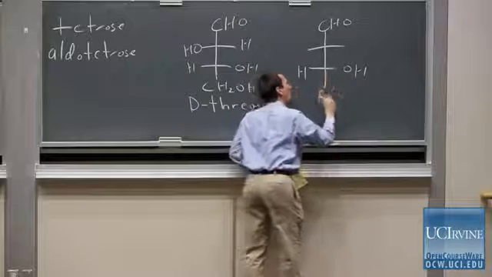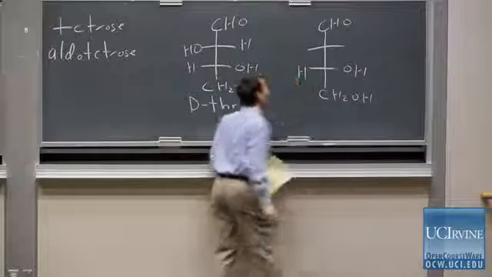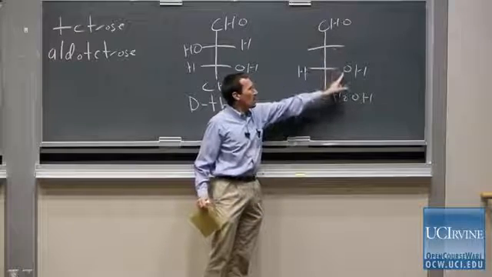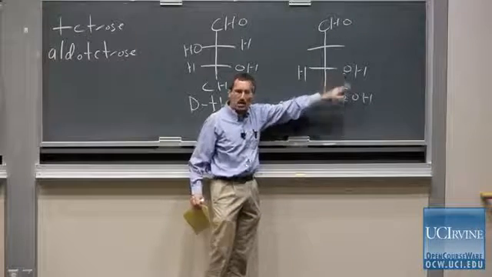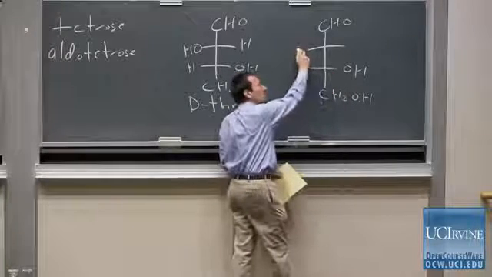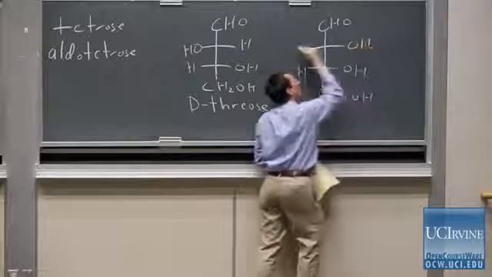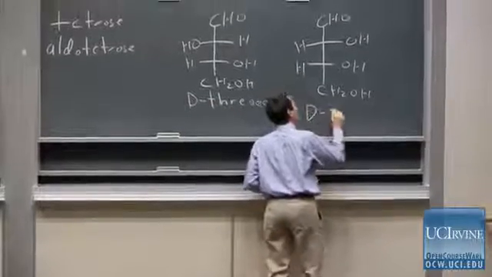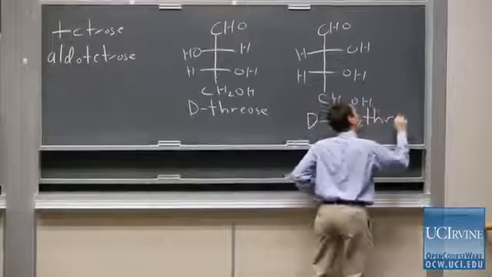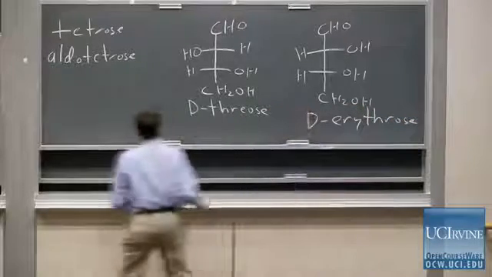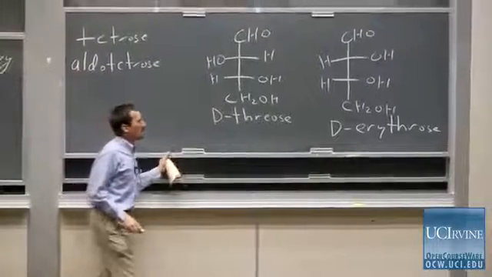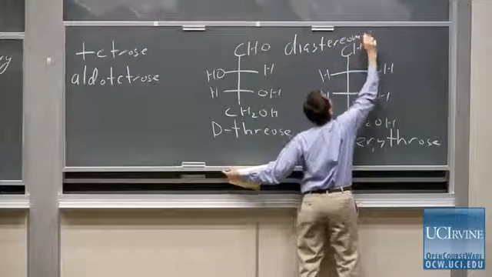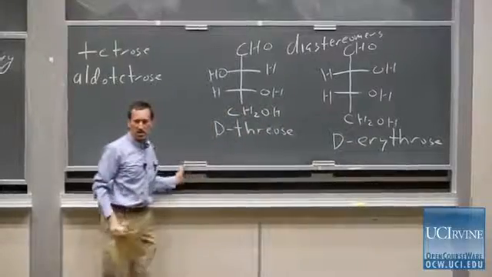And so I'm going to draw another D sugar, another D aldotetrose. So it's still going to be D, so this hydroxy group is still off to the right. But now, instead of having this stereocenter with the OH off on the left, we're going to have it off on the right. And this one here is called D-erythrose. And of course, these 2 molecules here are diastereomers. We talked about diastereomers last time.